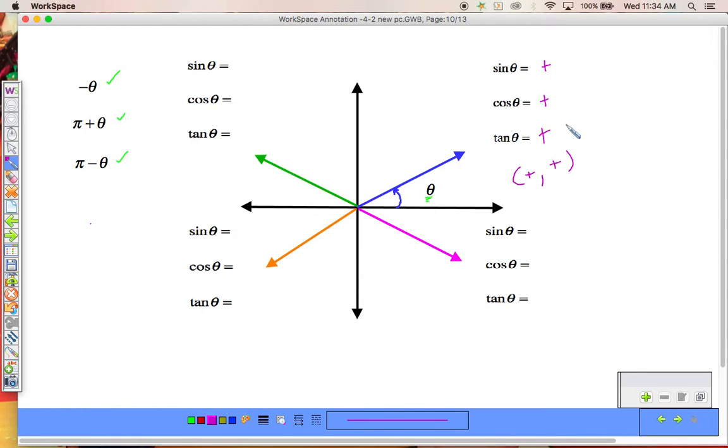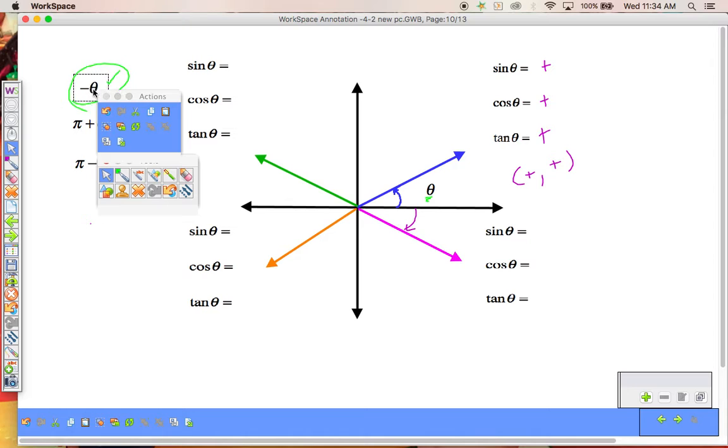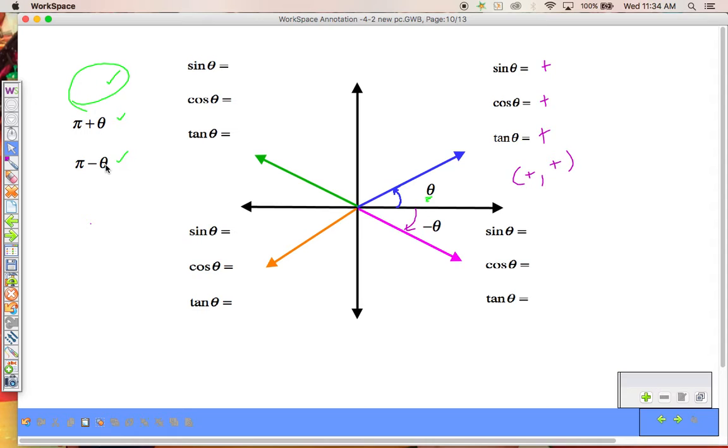So let's go to negative theta first. Negative theta is an angle, and if I were to graph negative theta in relation to this one, it's going to be the angle down here in the 4th quadrant. If I was in the second, I'd be in the third. It just flips over the x-axis. All right, so what happens is, if my angle goes down here to the 4th quadrant, in the 4th quadrant, my ordered pairs are positive, negative. So my sine's negative, my cosine's positive, and my tangent's negative.